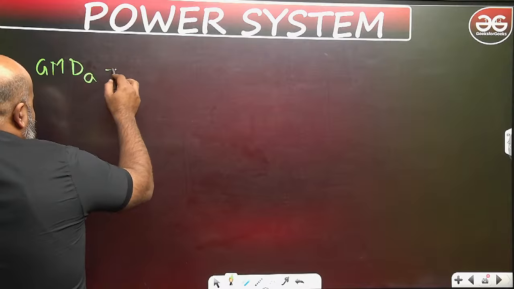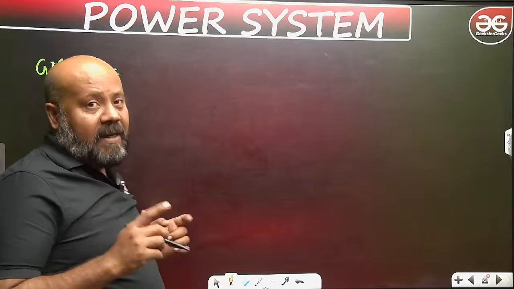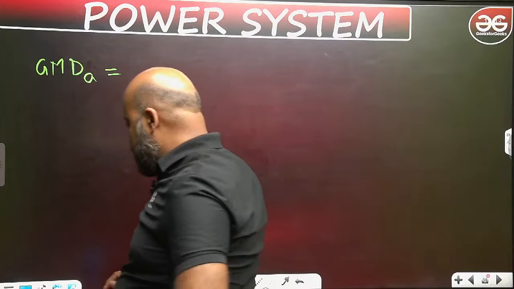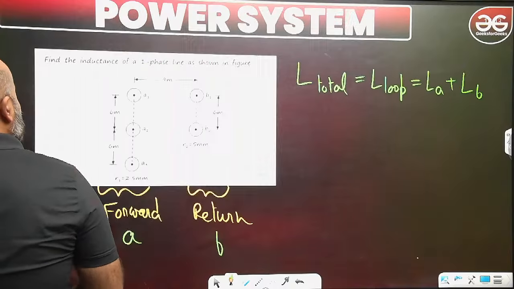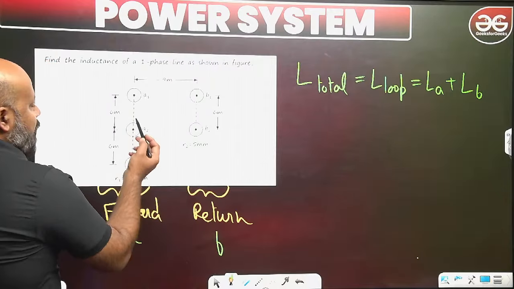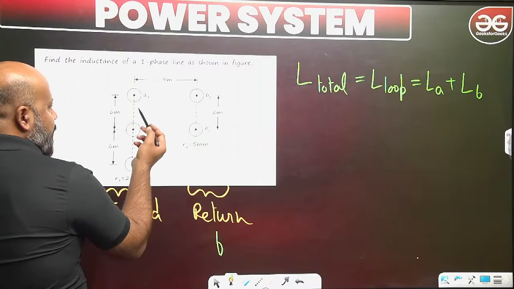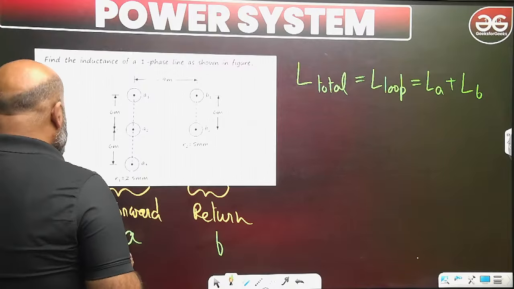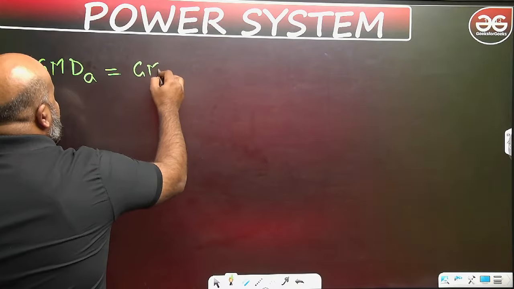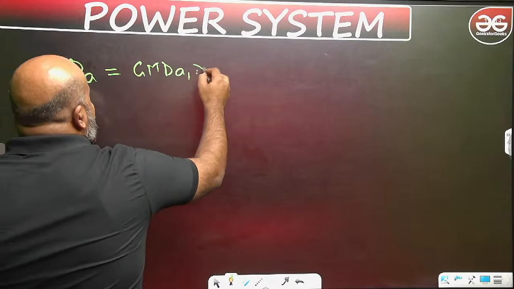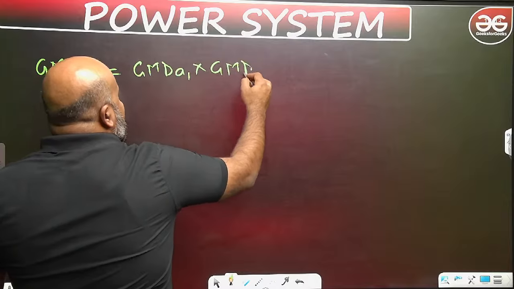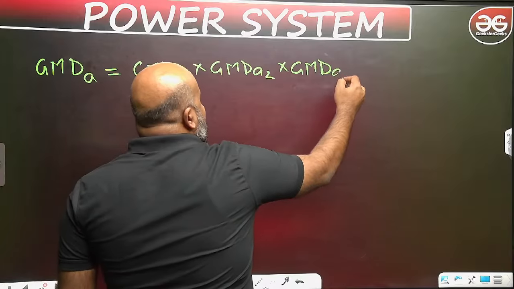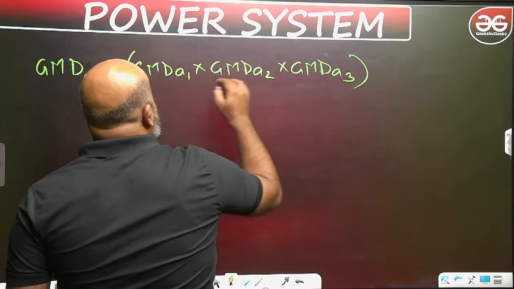First I am writing the GMD for the A group of conductors. How am I writing it? I will write GMD for A1, GMD for A2, GMD for A3, and then I will take the geometric mean. So it is GMD A1, GMD A2, GMD A3, and what is the effective root? 1 by 3.